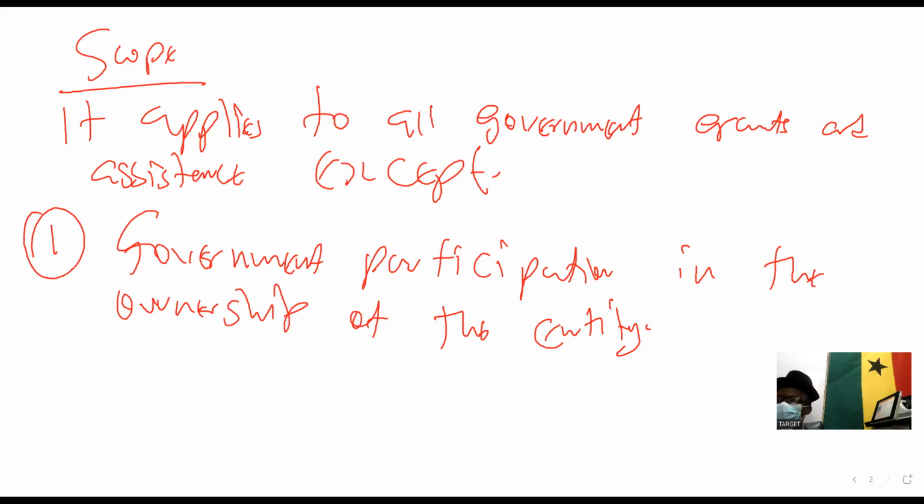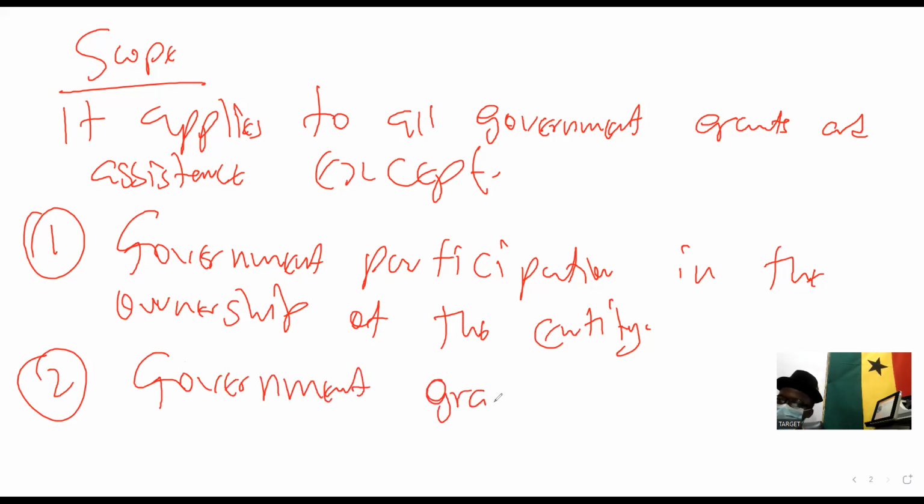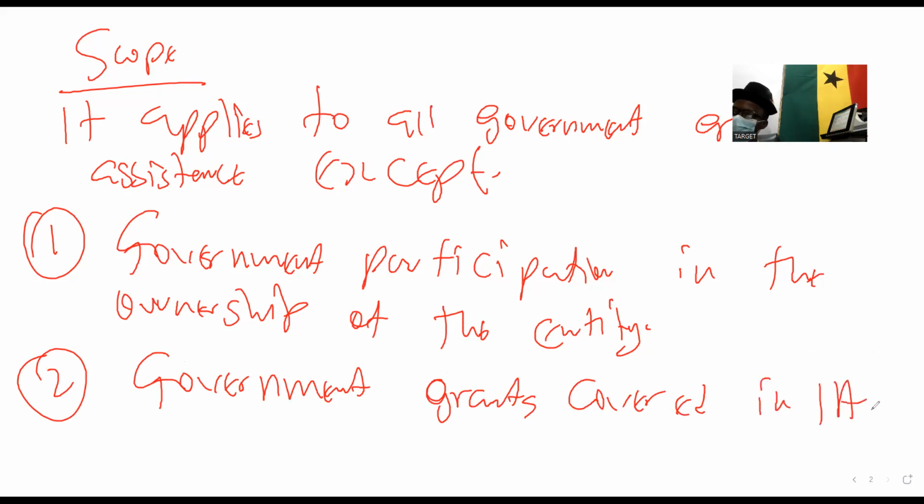Number 2, except for government grants covered in IAS 41, agriculture. So if there is a grant or assistance to agriculture, IAS 20 cannot be used. And then we move on.